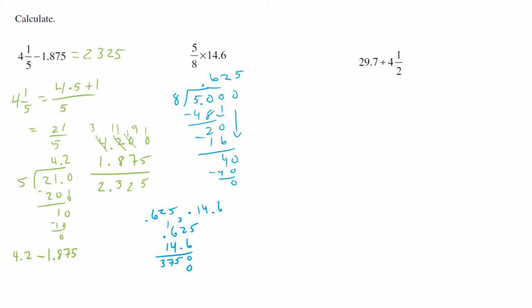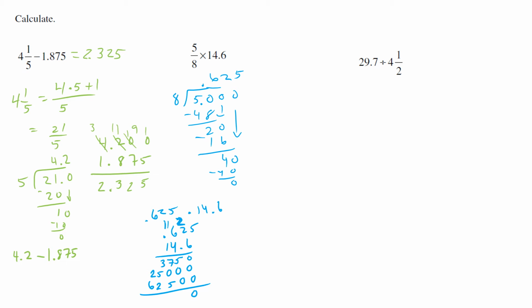Now I move to the next unit over. 4 times 5 is 20. Carry the 2. 4 times 2 is 8. Plus 2 is 10. Carry the 1. 4 times 6 is 24. Plus 1 is 25. Put 2 zeros this time for my placeholders. 1 times 5 is 5. 1 times 2 is 2. 1 times 6 is 6.